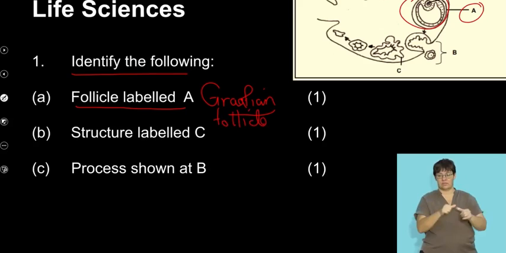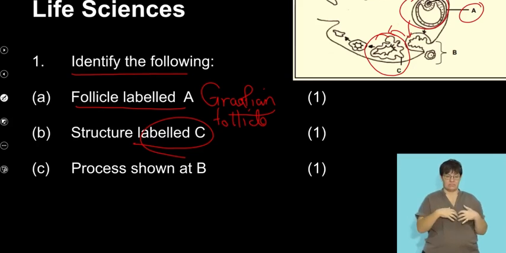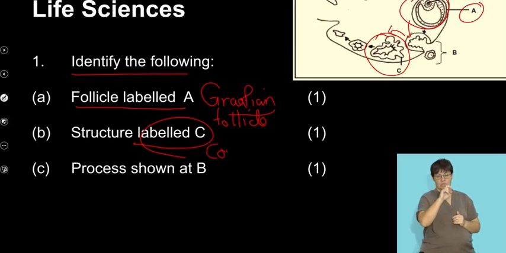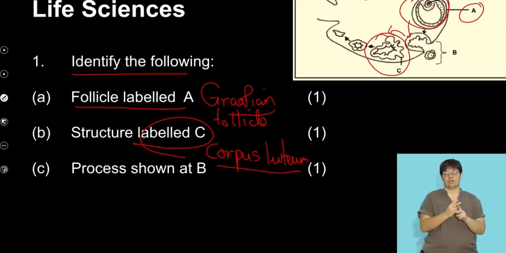The next question is, identify structure labeled C. C is indicated right here, and structure C is essentially what the Graafian follicle forms after ovulation, which is the corpus luteum. So that would be a dead follicle called the corpus luteum, and we can clearly see that there. Its function is linked to the production of progesterone from the ovary after ovulation.